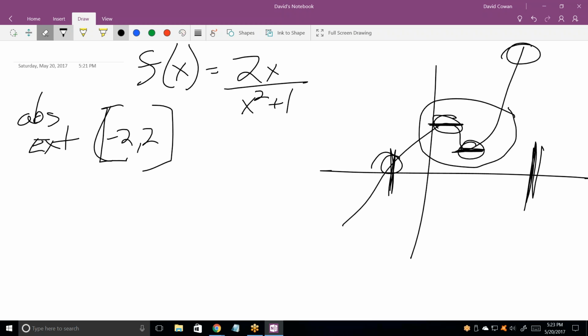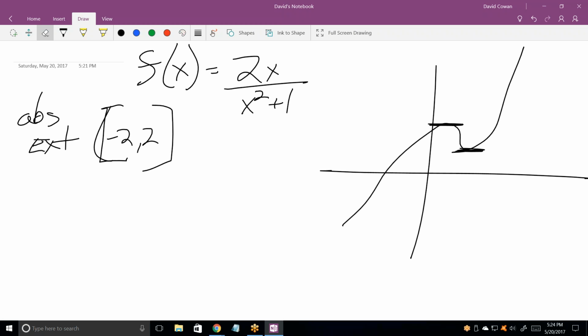But if I'm looking for absolute extrema, I have to check not only those points that might be local extrema, but I also have to compare them with the endpoints. Because the endpoints might be the absolute extrema. So I'm going to do a few things here. First of all, I'm going to figure out what f prime of x is.